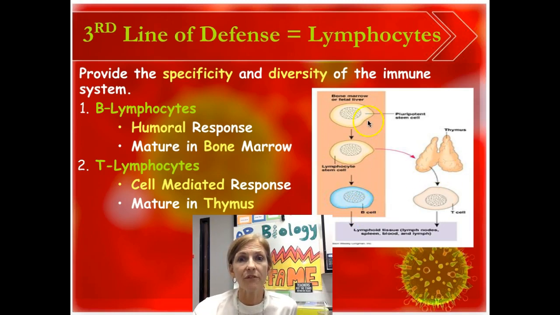T cells will move out of the bone marrow immature, and they'll move into the thymus gland where they'll receive hormones that advance their maturation, and that's where they'll gain their immunocompetency, or their specific shape to recognize a specific invader. So for mnemonics, I like to keep my B's together and my T's together. The B cells are active in the blood and mature in the bone marrow. The T cells are active in the tissues and mature in the thymus gland.